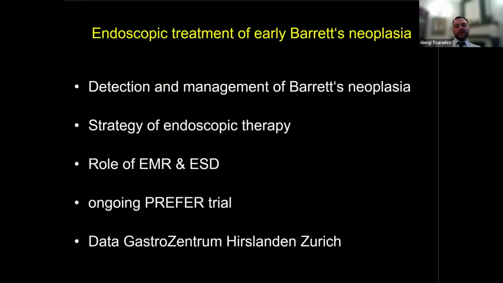I would like to discuss with you the detection and management of Barrett's neoplasia, what strategy we have for endoscopic therapy, and the technique of EMR and ESD. During this topic, I'm going to mention a preferred trial and explain it. Also, I'm going to show you the data from Gastrozentrum Hirslanden.